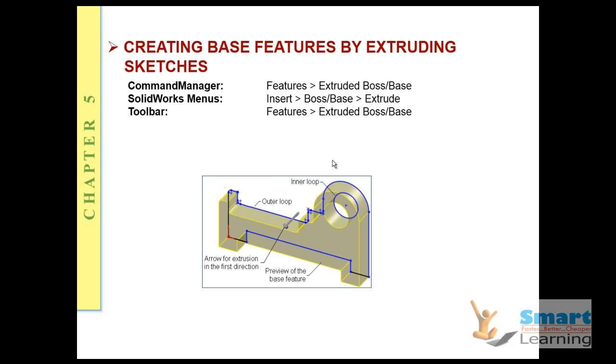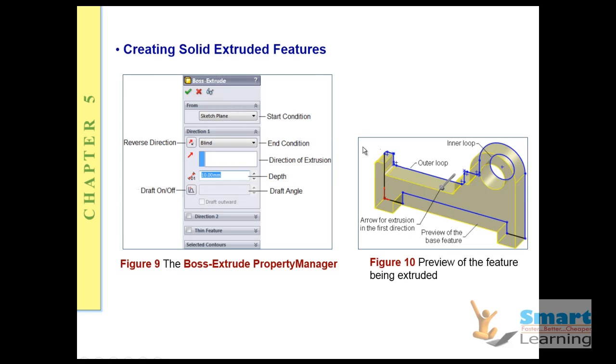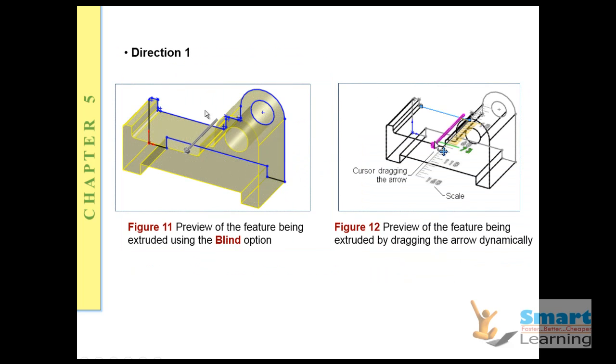In case of extrude, the basic parameters which you have are the from plane, from where you need to start adding material, and the direction in which you are adding the material. You can have the direction in the other direction also. This is direction 1, and on the backside you can also add material. You can have the draft angle, and other options like thin features also, which I will show you. When you specify direction 1, in that particular direction the object will be extruded and material will be added.